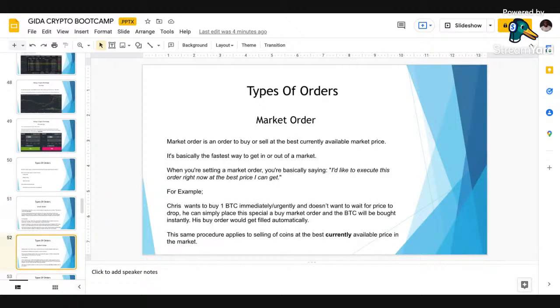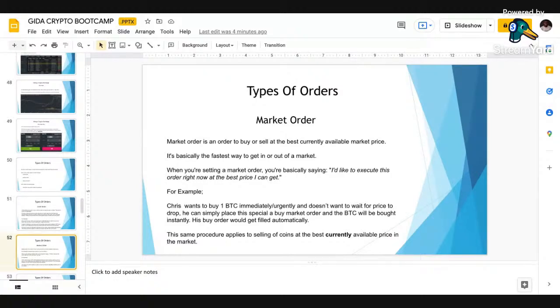Now let's talk about market order. A market order is an order to buy or sell an asset at the best current available price. This one is executed right now. That's why it's called a market order. It executes immediately. So if the current price of Bitcoin is $50,000 now, using a market order means you want to buy it right now. You don't want to wait.